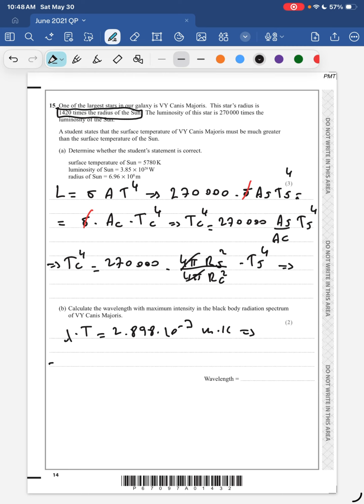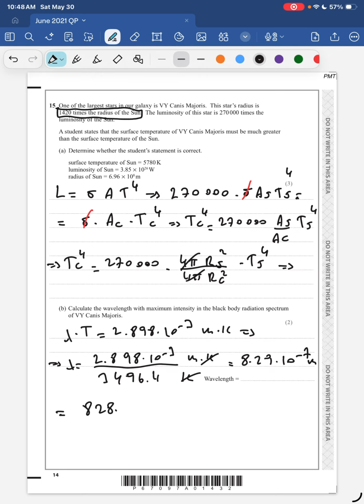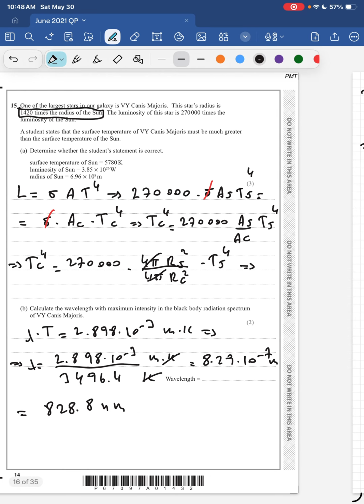So lambda is 2.898 times 10 to the negative 3 meters times kelvin over 3,496.4 kelvins, which is 8.29 times 10 to the negative 7 meters, which is 828.8 nanometers. So that's infrared radiation for the record.